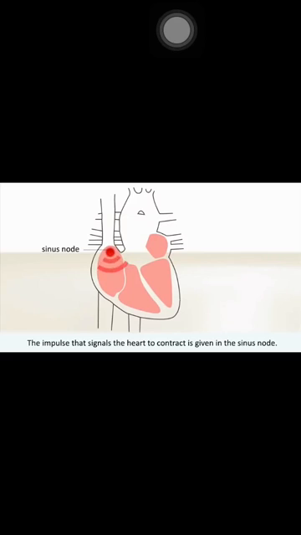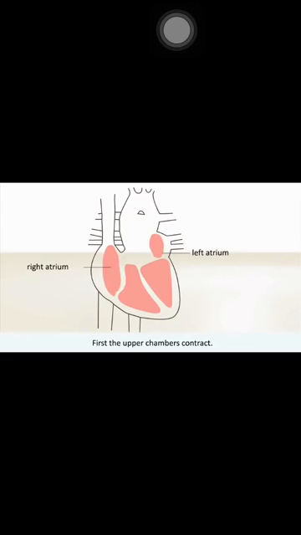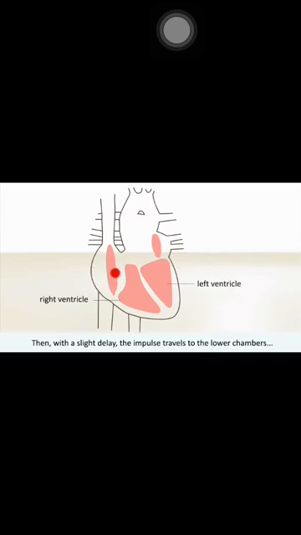The impulse that signals the heart to contract is given in the sinus node. First, the upper chambers contract. Then, with a slight delay, the impulse travels to the lower chambers, after which they contract. On several points during this process, something can go wrong, causing the heart to not contract correctly.